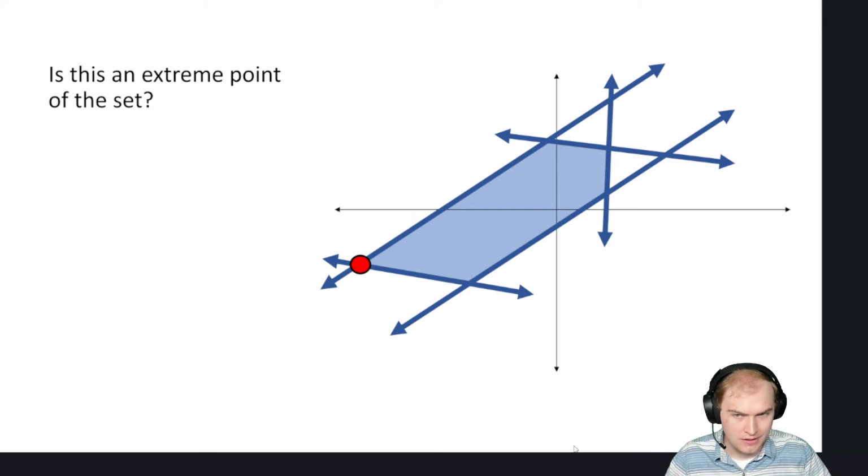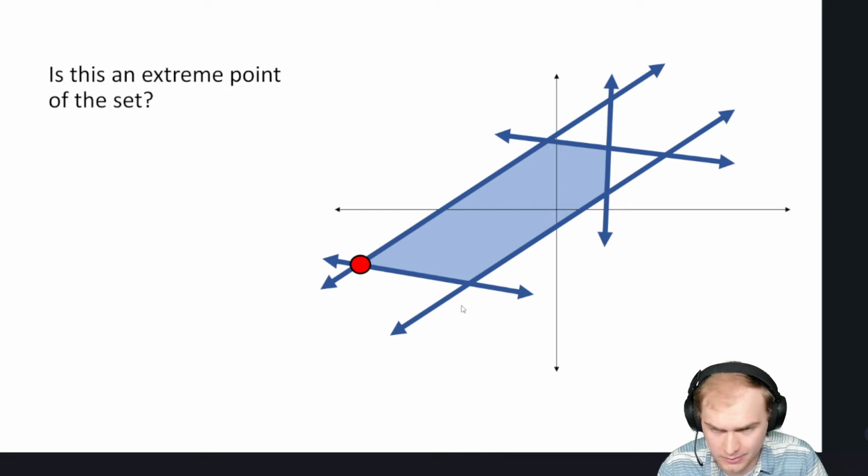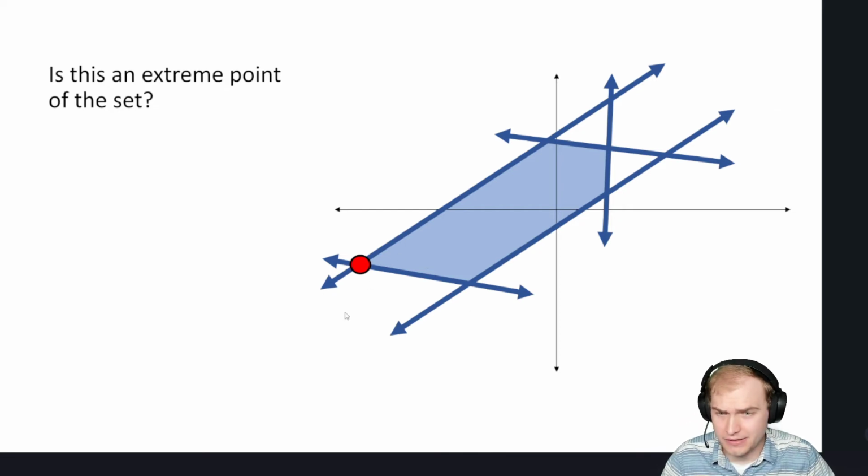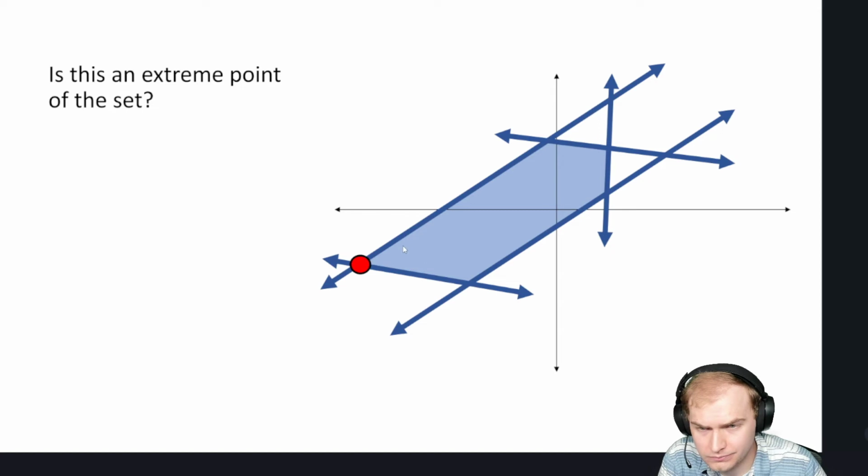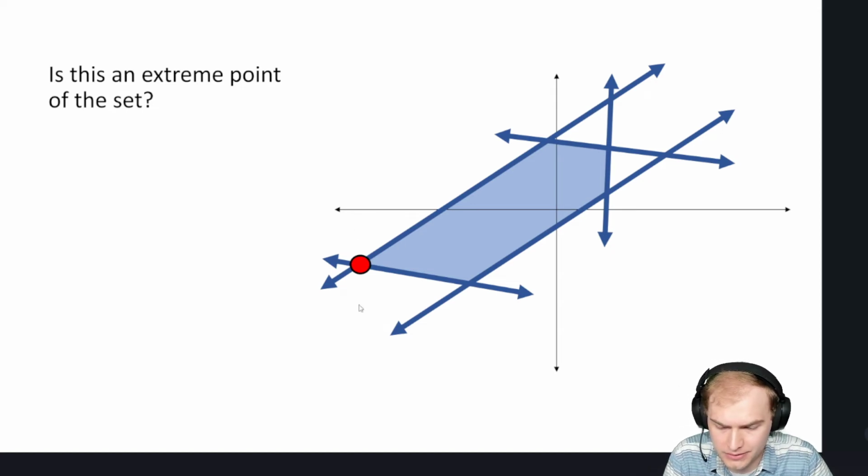Okay. A few no's, but mostly yeses. Let's think about this. Let's try to draw this as a part of a line between 2 points in the set. If we just draw a line through it, neither endpoint of this line is in this set. If we draw this line, this endpoint is in the set, but this endpoint is not.